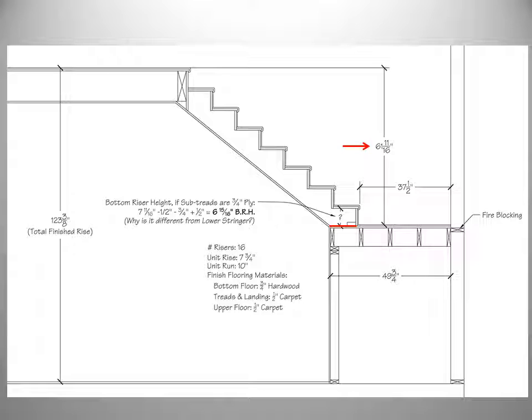Our bottom riser height on the upper stringer will not necessarily be the same as the lower stringer. This is because the bottom flooring material, which on the upper stringer would be carpet on the landing, is not the same thickness as the bottom material thickness on the lower stringer. In this case, our math goes like so: unit rise minus the subtread and finished tread materials plus the bottom material thickness equals our bottom riser height of 6 15/16.